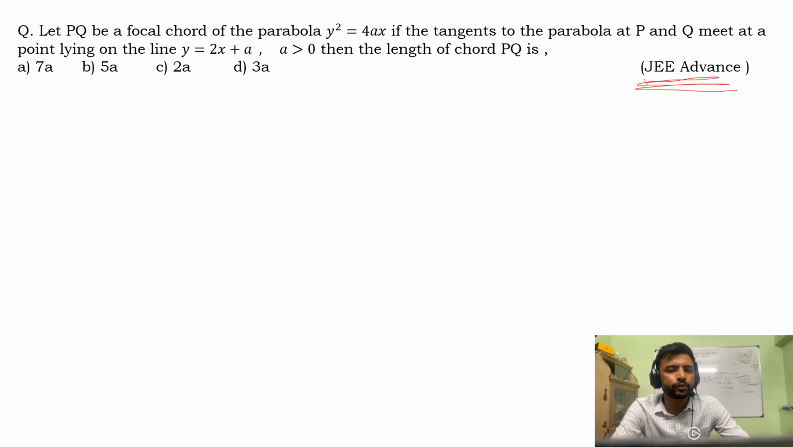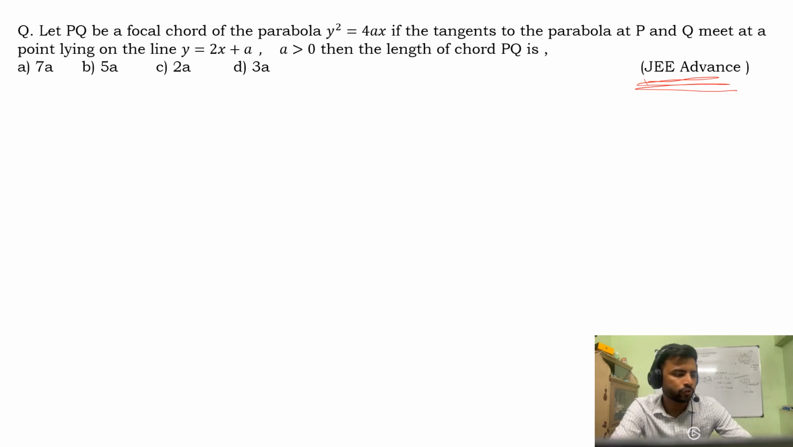Let PQ be a focal chord of the parabola y square is equal to 4ax. If the tangents to the parabola at P and Q meet at a point lying on the line y is equal to 2x plus a, where a is positive, then the length of chord PQ is.